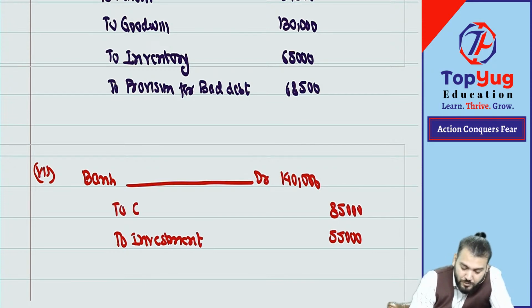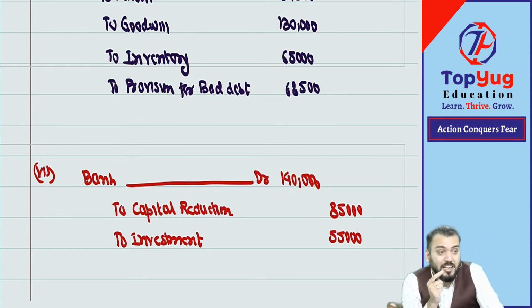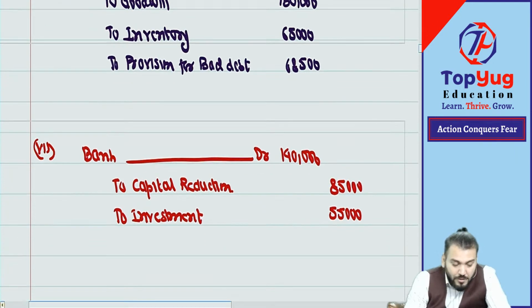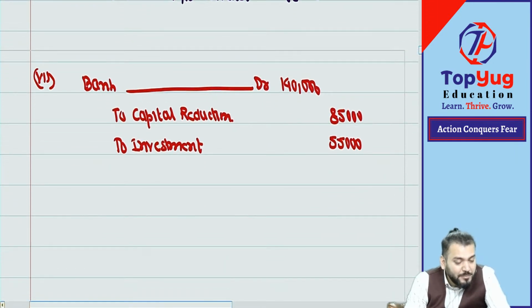To P&L, right? To capital reduction in this chapter. If you see the last chapter, buyback, we have done the same journal entry, sale of investment. But in that chapter it was transferred to P&L. In this chapter we will never apply accounting standards, we will never apply any Companies Act. Every gain, every loss will be transferred to which account? Capital reduction account.